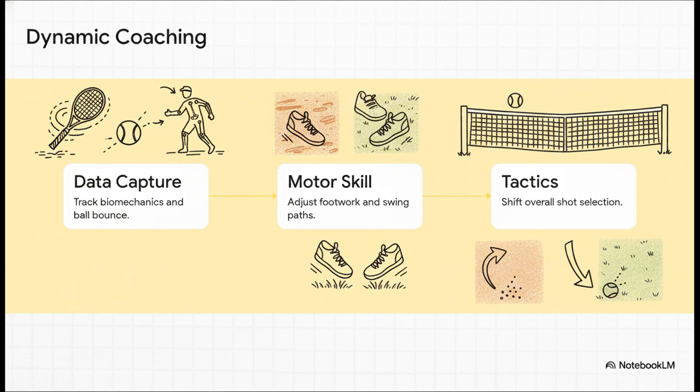Finally, step 3 is tactical recalibration. You shift your entire shot selection purely on the surface. You use way more drop shots on clay because the heavy court makes it brutal for the opponent to sprint forward. On grass, you'd employ completely different, hyper-aggressive tactics.